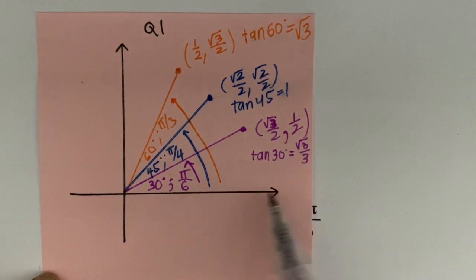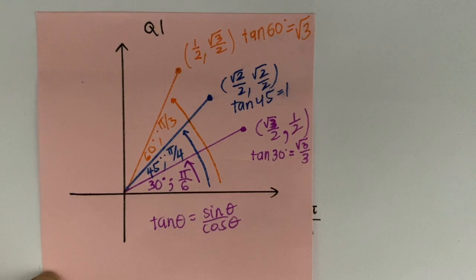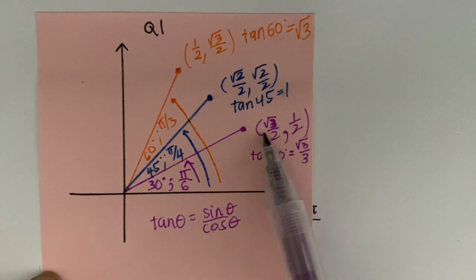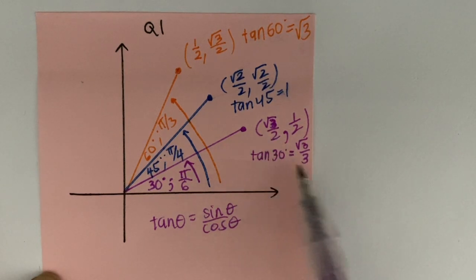Tangent values you don't necessarily have to remember because you can just use a relationship that tangent is sine of theta over cosine of theta. So you can just take your sine value 1/2 divided by your cosine value root 3 over 2. Once you simplify that, you'll get root 3 over 3. So the tangent values you don't necessarily have to memorize because you can just get it mathematically.